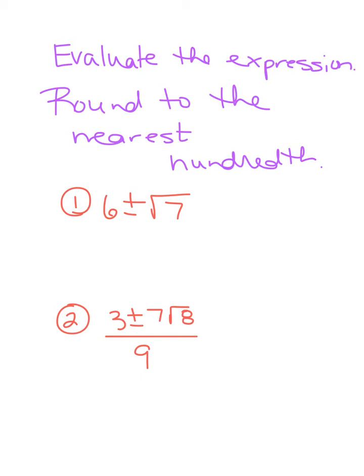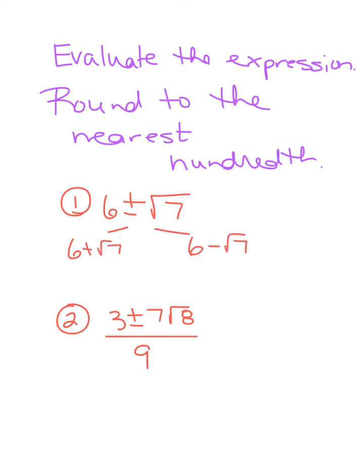So in number 1, I have 6 plus or minus the square root of 7. Now there is no plus or minus key on the calculator. That's always the first question students ask. So we actually have to split this. So I have 6 plus the square root of 7 and 6 minus the square root of 7.